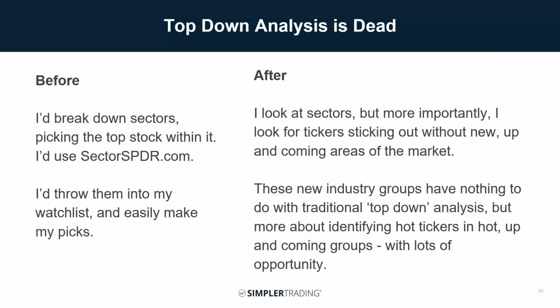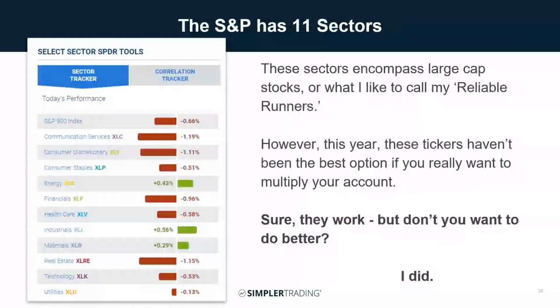So when I say that sector analysis is dead, what I mean is that before, I'd spend all my time breaking down sectors, looking at the top stock. I'd say, oh my gosh, I'm going to look at consumer discretionary, and then I'm going to pick my top stock. And it was that easy. But now I have to look for tickers that are sticking out in new up and coming areas of the market and new industry groups that have really nothing to do with the basic 11 sectors of the sector spider.